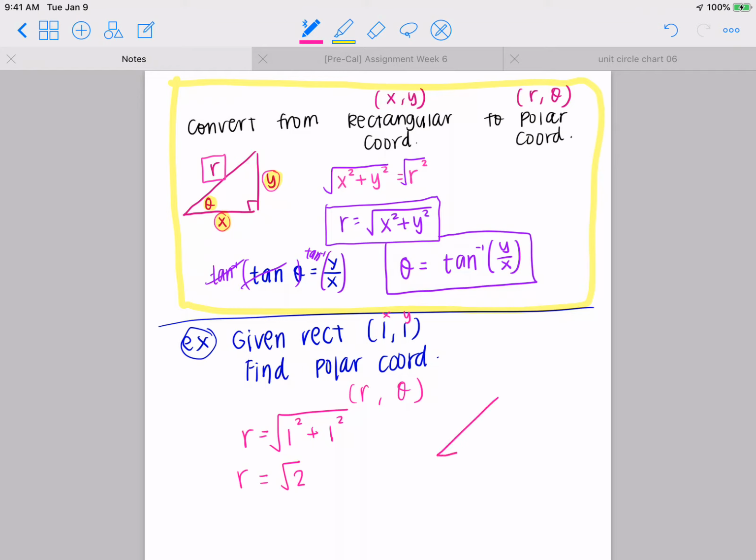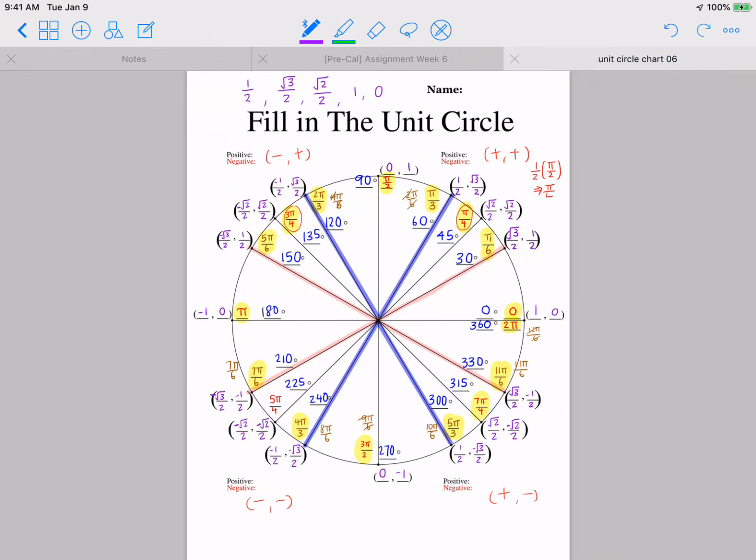From our picture, or from our right triangle, actually, let me do it like this. If I have to graph this point, 1 is here, 1 is here, right? So this is my point. And I'm gonna draw my triangle. So these are 1s. That means what would be your theta? And it has to be one of these in this picture.